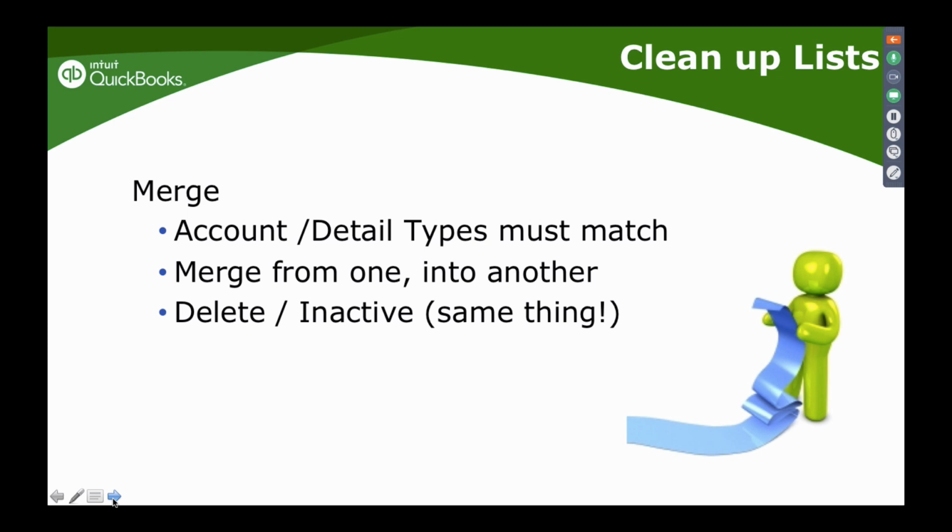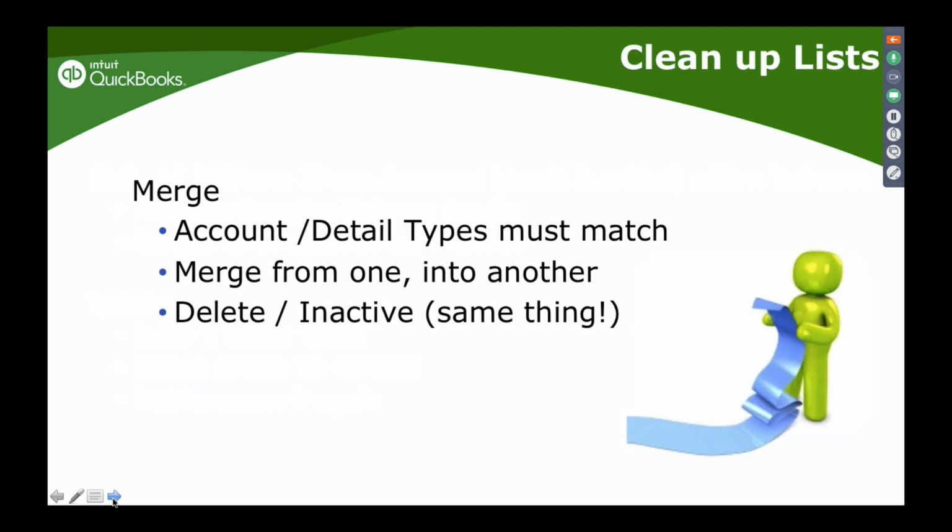Okay, so let's talk about the first common mistake. So the first common mistake is redundant accounts. So either you have more than one account that mean the same thing, or you're making them a sub-account of itself and you're not really using it correctly. So we're going to discuss the accounts, the detail types, merging them, and then deleting and making them inactive.